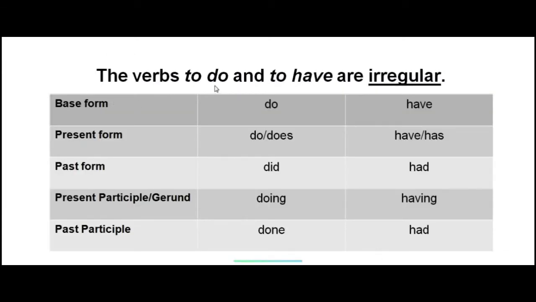Remember that the verbs to do and to have are irregular. Have a look at the following table. The base form of the verb: do, have. The present form: do or does, have or has. Past form: did, had. Present participle or gerund: doing, having. Past participle: done, had.